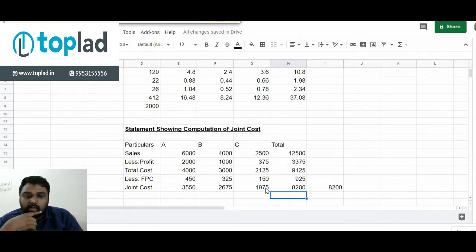Statement showing computation of total cost. Are you ready? So you can pause the video and you can copy it.